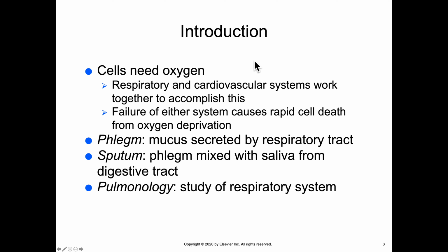So for the introduction, cells need oxygen. We have to have oxygen to survive. Respiratory and cardiovascular systems work together to accomplish this. The respiratory system brings the oxygen in, the carbon dioxide out, and the cardiovascular system makes sure it's delivered. Failure of either system causes rapid cell death from oxygen deprivation. Both systems have to work constantly from the time we are born until we die.